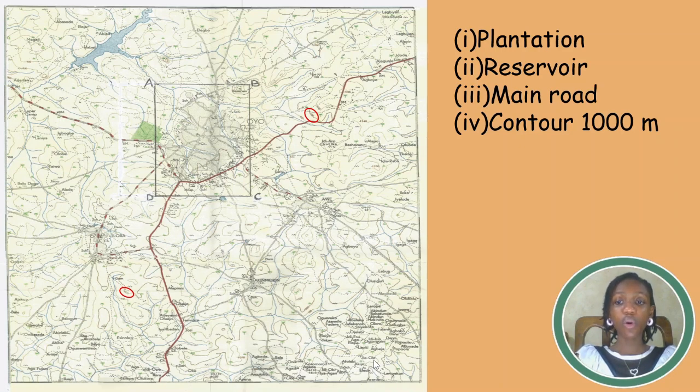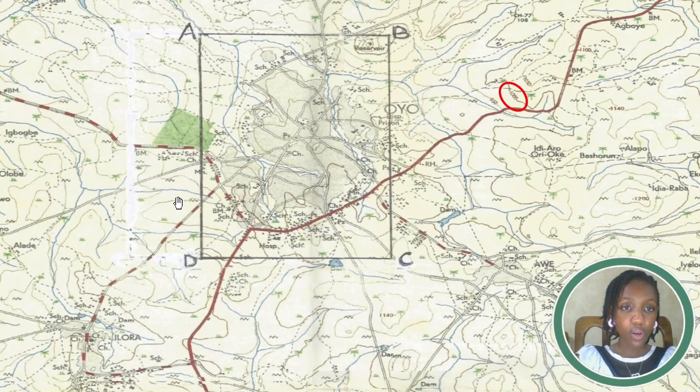So the 1000 meter contour line is slightly darker than the others, making it easy to trace. And if you look inside box ABCD, you can see a contour line that is slightly darker than the rest, and that will be the 1000 meter contour line. So let's zoom in now. If you look at the box ABCD, you can see a contour line that is slightly darker, as I mentioned. It's not as faint as the other ones, and that's the 1000 meter contour line.